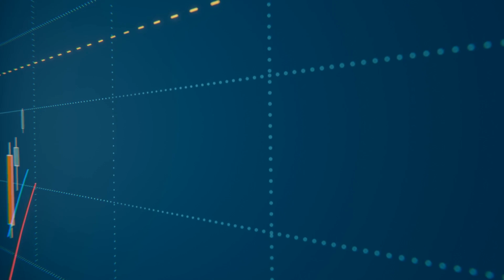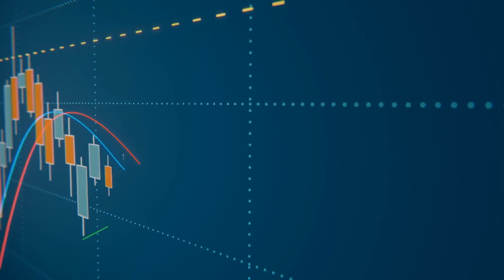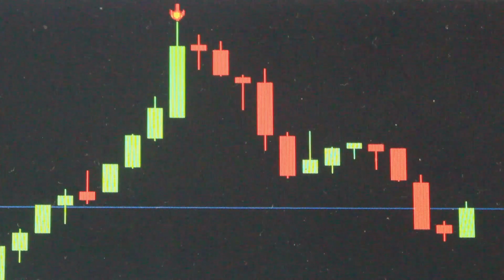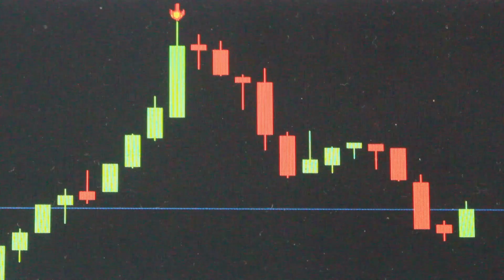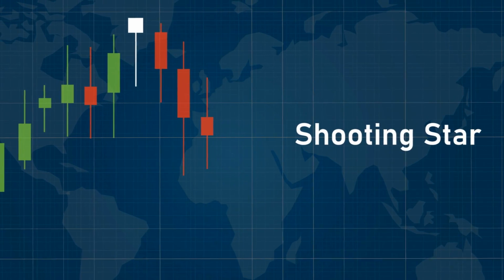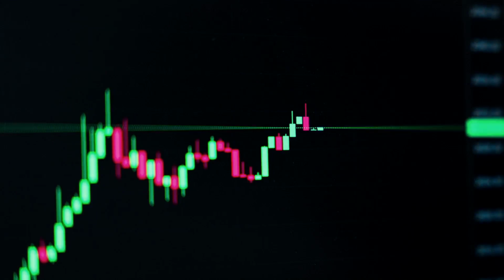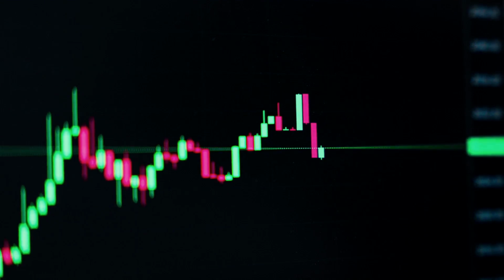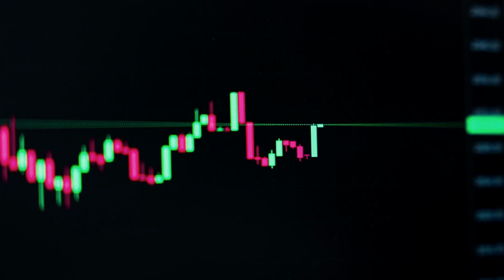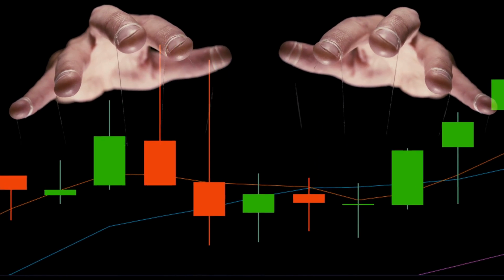A hammer, characterized by a small body and a long lower shadow, typically occurs after a downtrend. It suggests that sellers drove the price lower during the session, but buyers emerged forcefully, pushing the price back up towards the opening price. Conversely, a shooting star, resembling an inverted hammer, typically forms after an uptrend. It indicates that buyers initially pushed the price higher, but sellers gained control, driving the price back down towards the opening price. The long upper shadow suggests strong selling pressure.